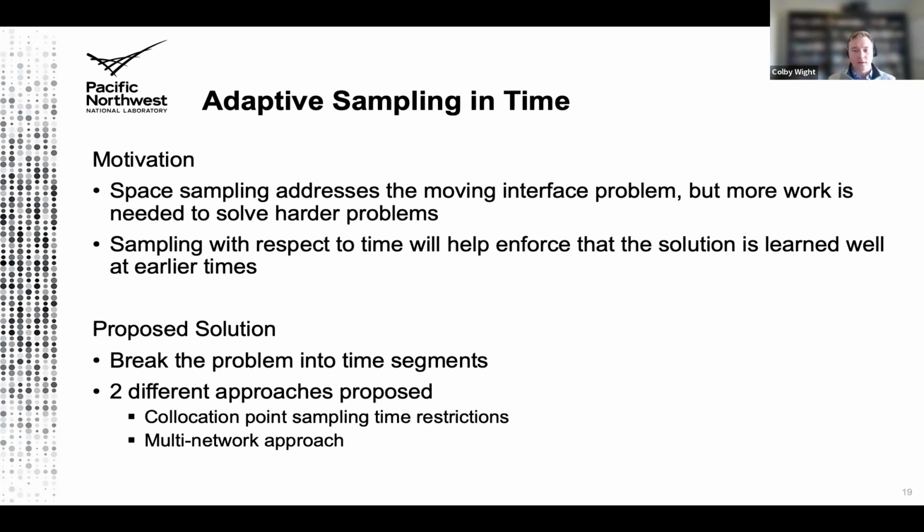We developed sampling strategies that were adaptive in time as well. So we saw that space sampling helped you solve the problem when we had these moving interfaces with these phase field problems.